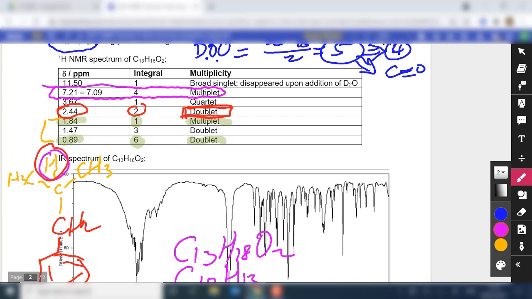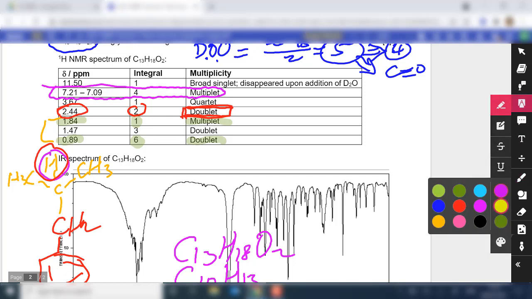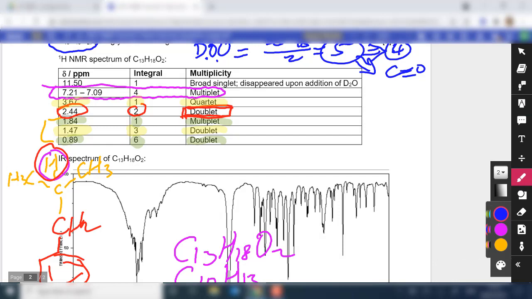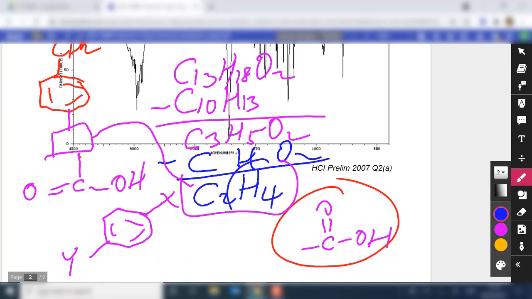So the final portion where we haven't elucidated or found out anything is actually these two things. I'm going to highlight in yellow. So it's here, 3.67, which is a quartet, and 1.47, integration ratio 3, doublet. Now, people check out the integration ratio is 1 and 3, so it's a total of 4 protons. So it matches this data.